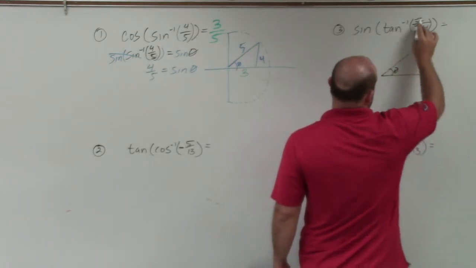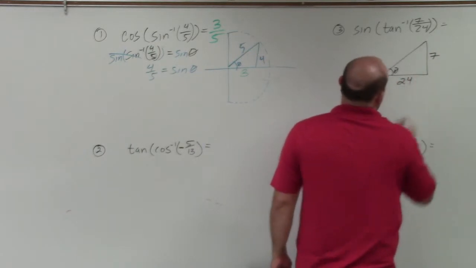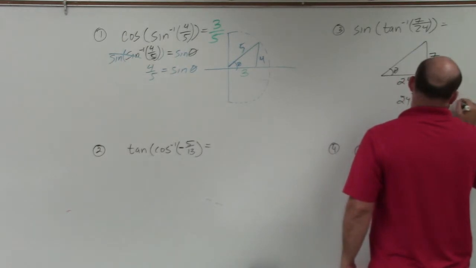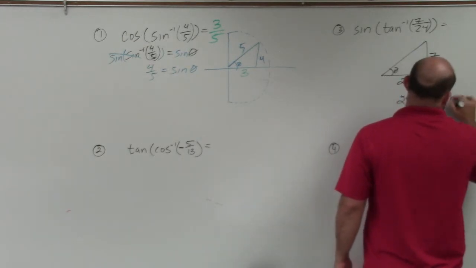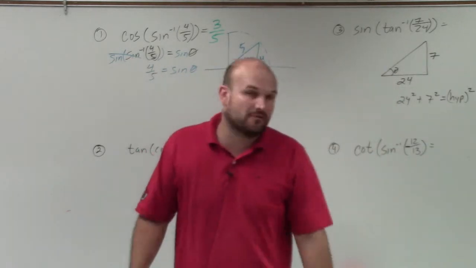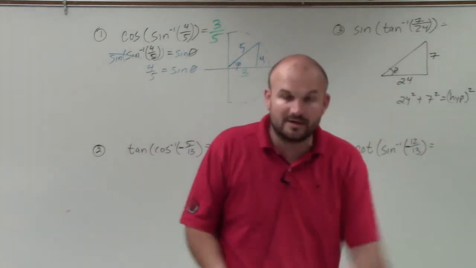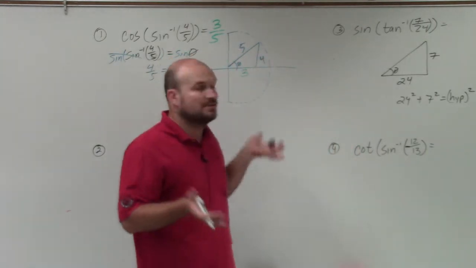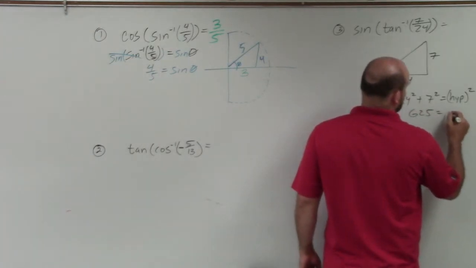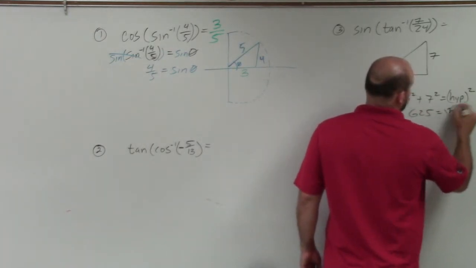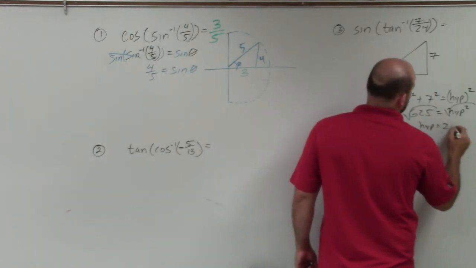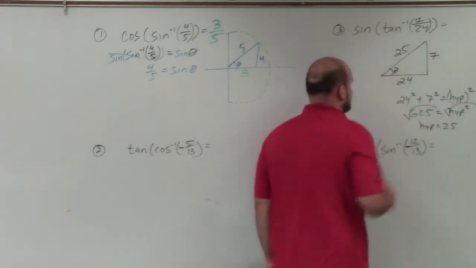Theta is going to be opposite over adjacent. And again, ladies and gentlemen, you can use the Pythagorean theorem. 7 squared plus 24 squared equals your hypotenuse squared. 7 squared plus 24 squared equals 625. So then you end up getting 625 equals your hypotenuse squared. You take the square root, and what you get is your hypotenuse is equal to 25. And hypotenuse is always going to be positive.